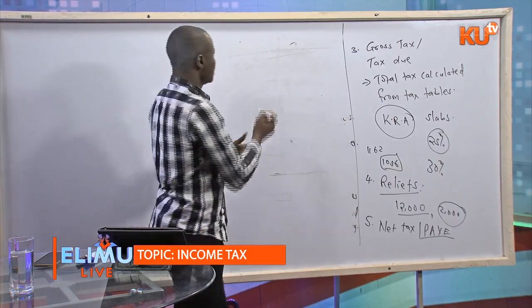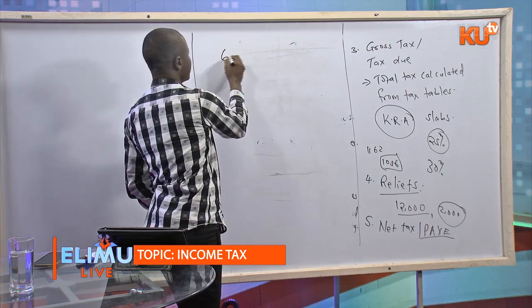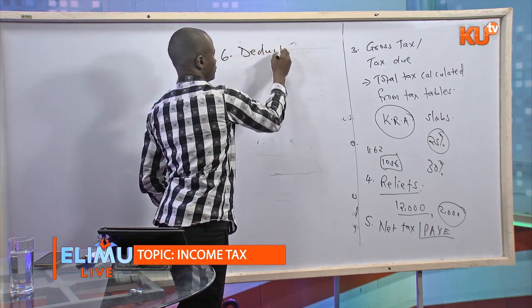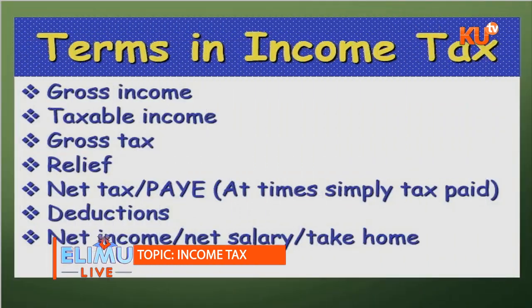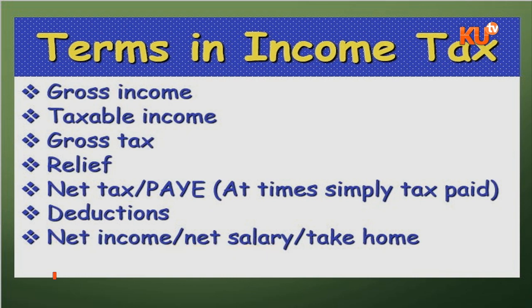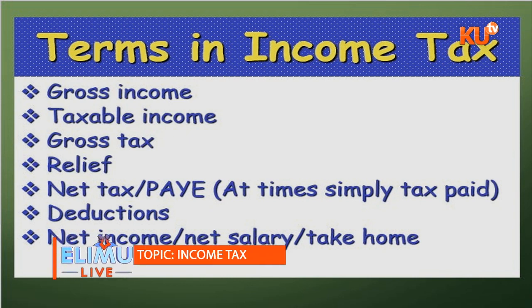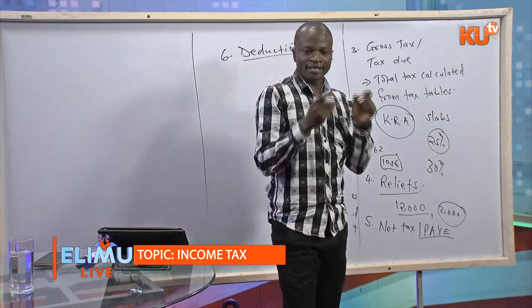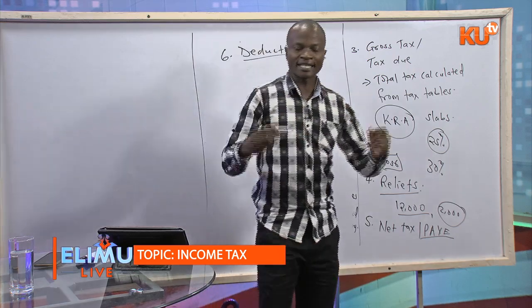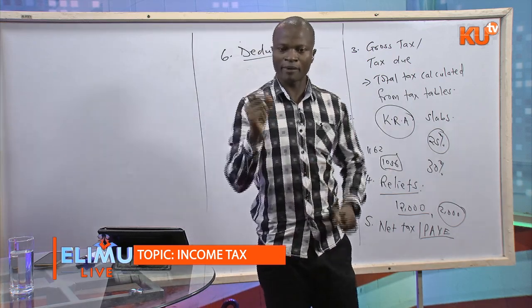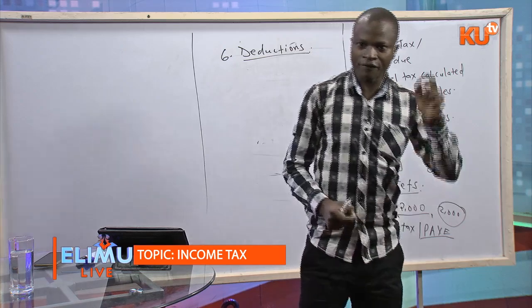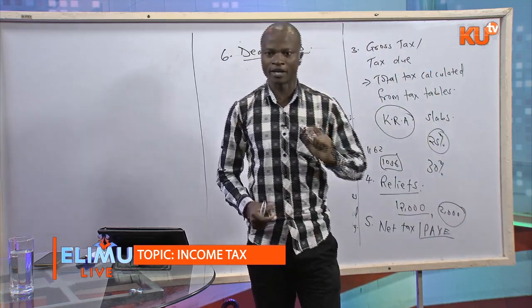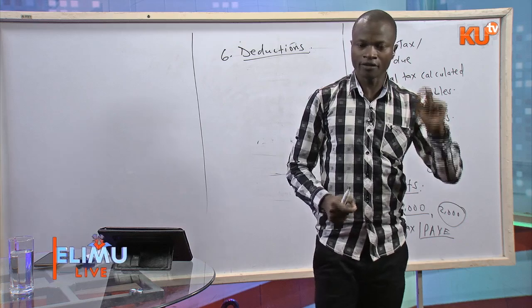Another term is called deductions, number 6. What are deductions? Deductions are other vote heads. For example, loans, insurance premiums, cooperative shares, and hire purchase installments that are deducted from one's income apart from the income tax. Therefore, the first deduction that we know, the main one, is the net tax or the PAYE.